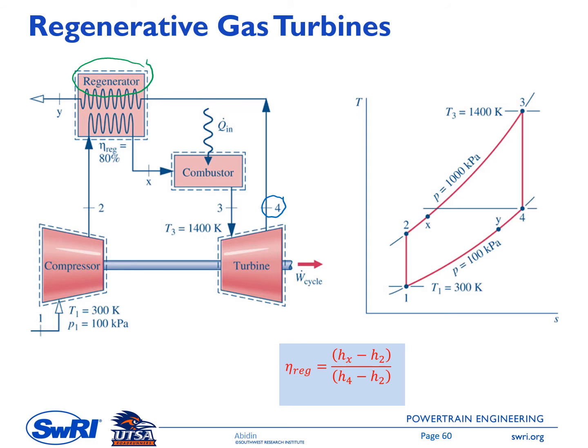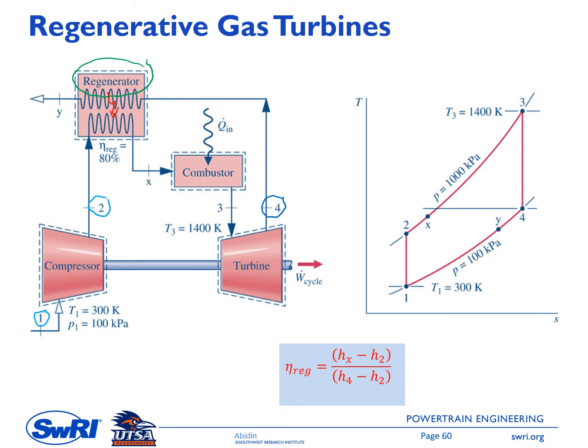The mixture enters the compressor at point 1, and then we have point 2 here at the exit of the compressor. Then before it enters the combustor, this mixture will get heat transfer inside the regenerator coming from the hot gas.